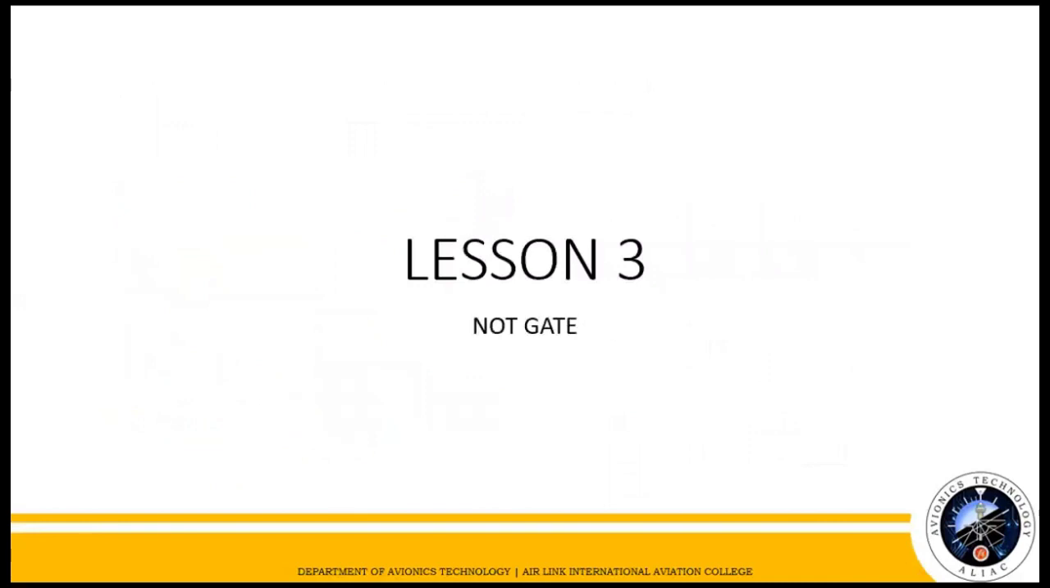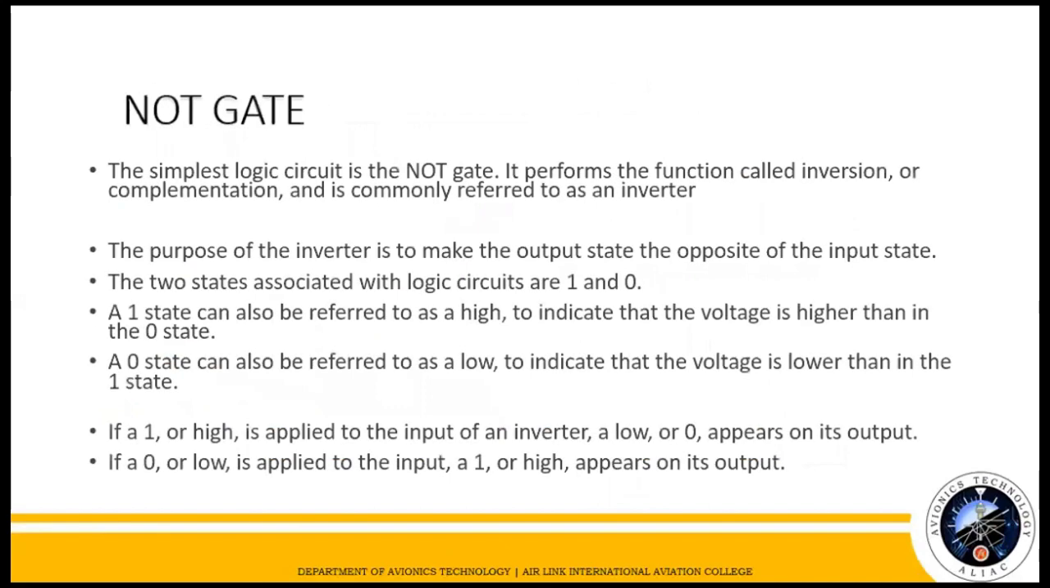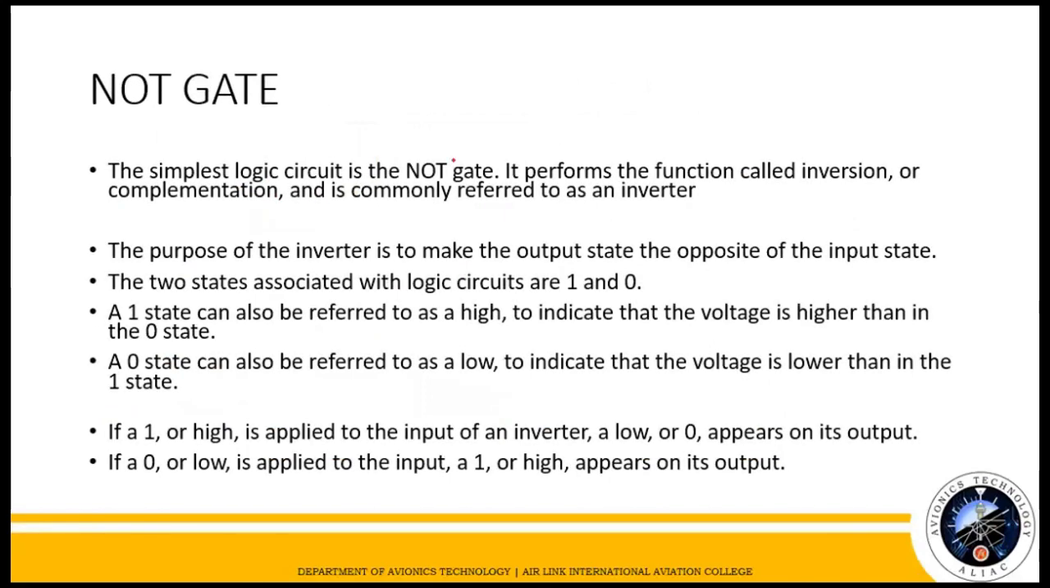Next, sa NOT gate. Okay, so when it comes to the NOT gate, the simplest logic circuit is the NOT gate. It performs the function called inversion or complementation and is commonly referred to as an inverter. So the purpose of the inverter is to make the output state opposite of the input state. The two states associated with logic circuits are 1 and 0. The 1 state can also be referred to as high to indicate that the voltage is higher than 0, and the 0 state can also be referred to as low to indicate the voltage is lower than 1.